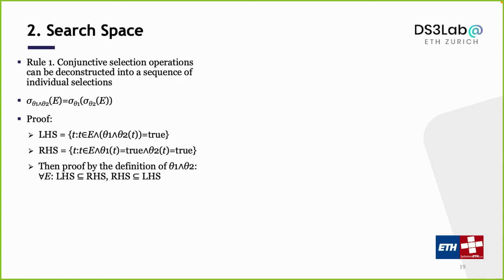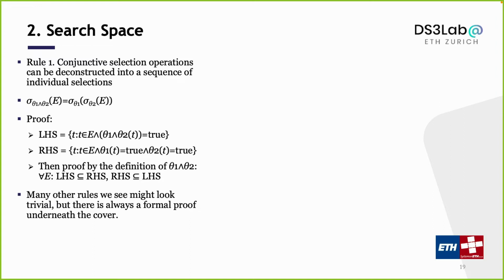But intuitively, this makes sense, right? When I have the conjunction of predicates, I can decompose it into something smaller. Many other rules, like this one, might look a little bit trivial, but there's always a proof underneath the cover to make sure your query optimization layer will do something actually correct.